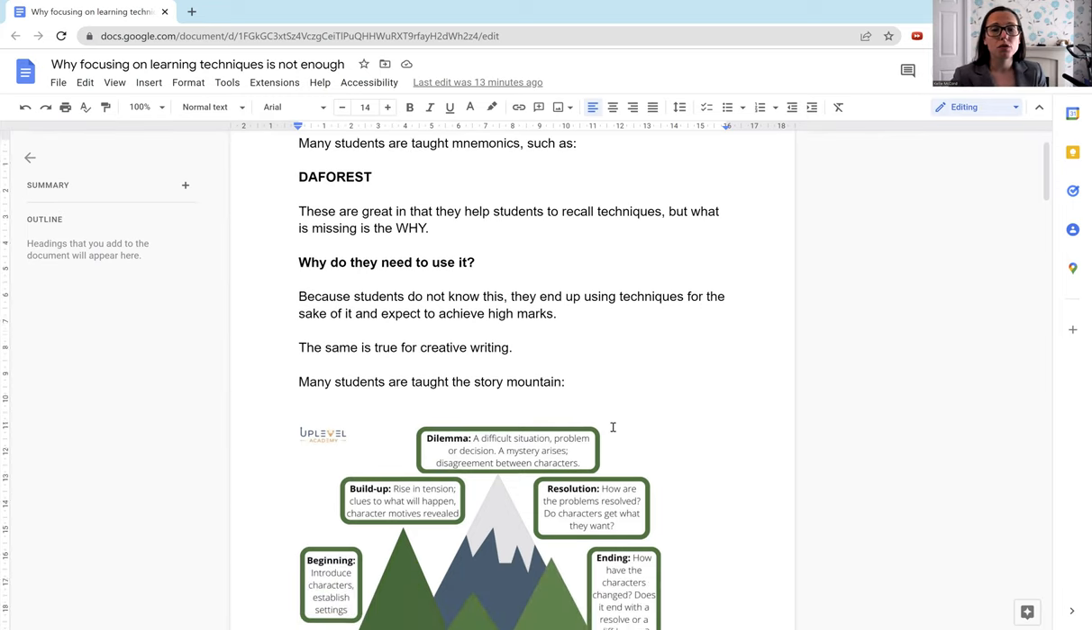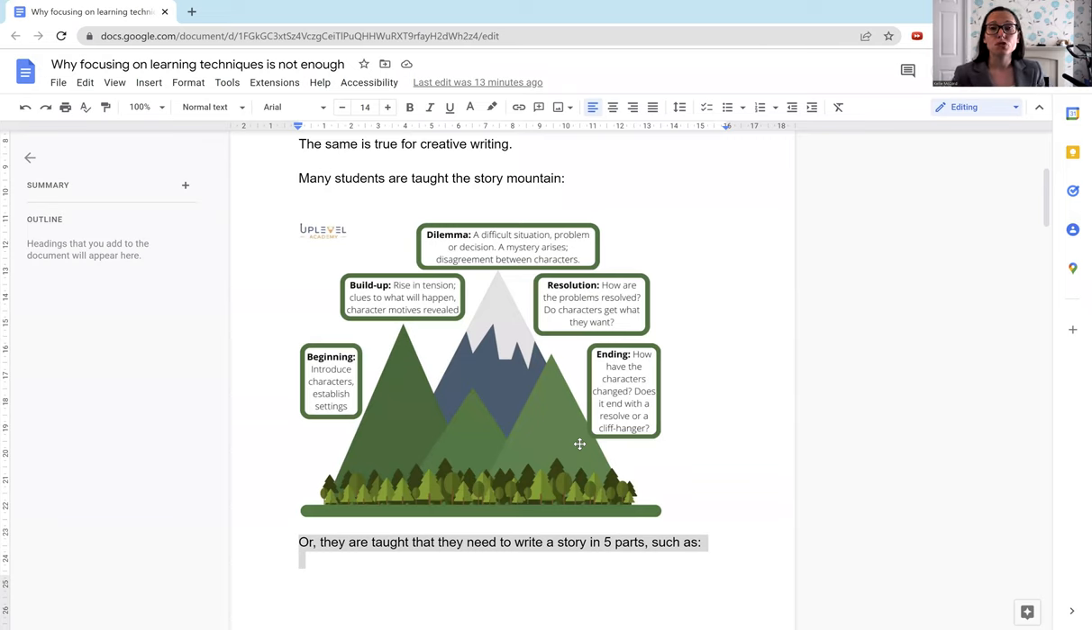And the same is true for how to even structure a story. I've seen students who tell us about the story mountain they've been taught, and it's very rudimentary. It's beginning, a buildup of action, a dilemma, resolution, and ending. So in the beginning, they're taught to introduce the characters or establish a setting. There's a buildup, so a rise in tension. There might be clues as to what will happen next. Character motives might be revealed.